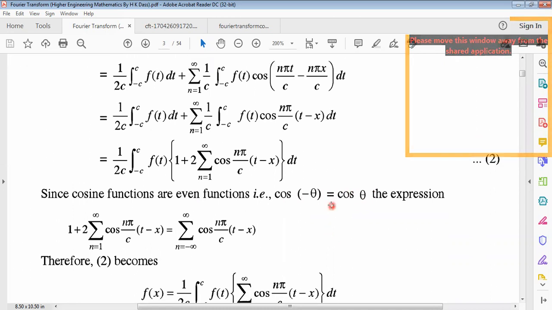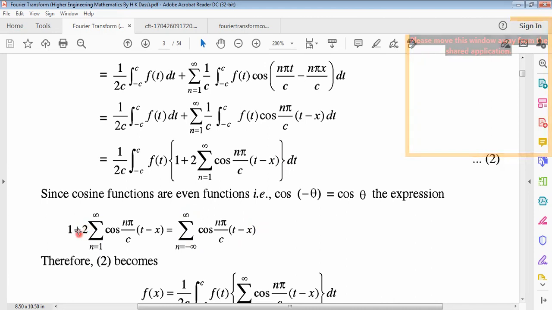So we can easily write this expression 1 plus 2 summation n equals 1 to infinity cos n pi by c (t minus x), this second bracket function. This total function can be written as summation n equals minus infinity to plus infinity cos n pi by c (t minus x). Because this is an even function, this is why we can write 1 to infinity after multiplication by 2.